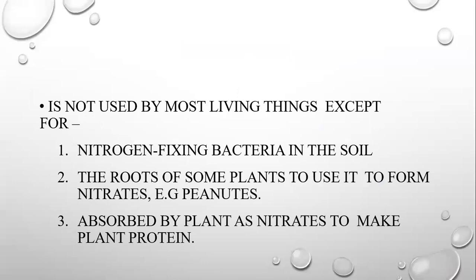The functions of nitrogen: nitrogen-fixing bacteria are present in the soil and in the roots of some plants, and we use it to form nitrates. Some of the roots of the plants use nitrogen to form nitrates, especially peanuts. Nitrogen is also absorbed by the plant as nitrates to make plant protein, and plant protein is very essential for the growth and development of the plants.